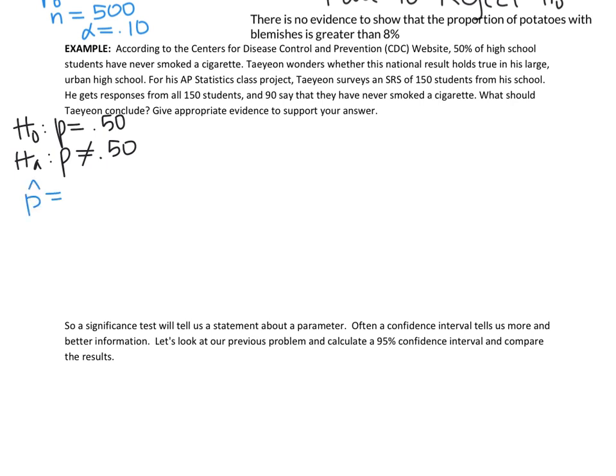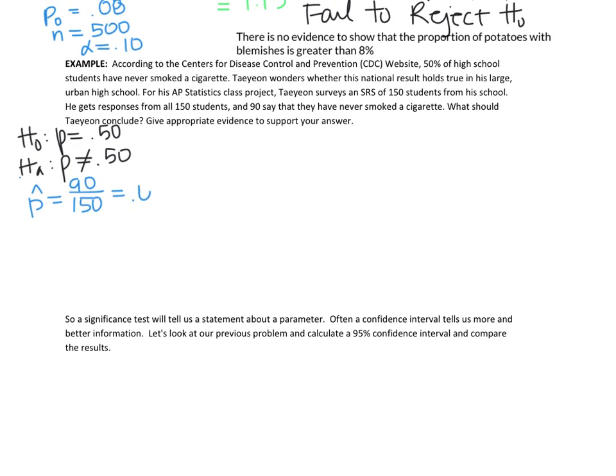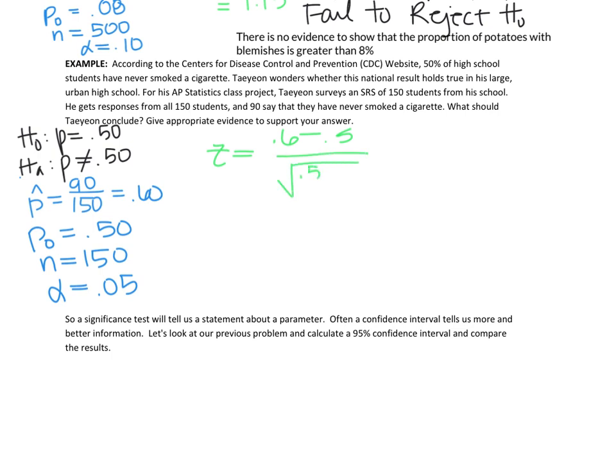So our P hat is the 90 out of 150 students, which is 0.60. P naught is our 0.50. N is 150, and since it doesn't tell us a specific significance level to look at, we use alpha equals 0.05. So our test statistic is going to be 0.6 minus 0.5 all over the square root of 0.5 times 0.5 all over 150.